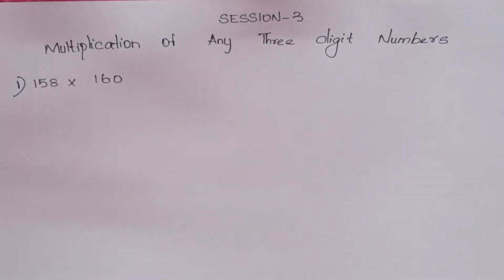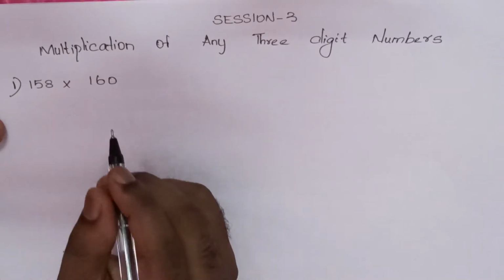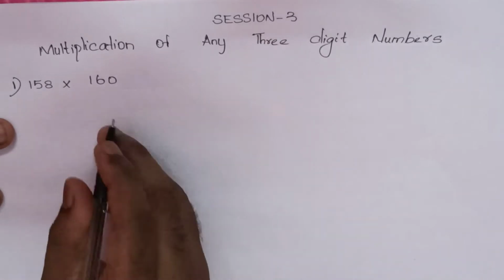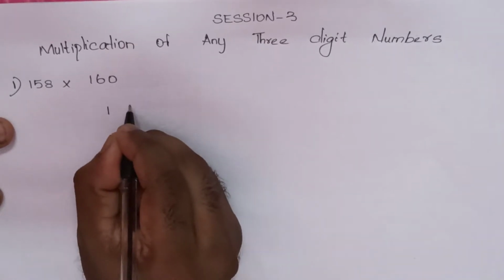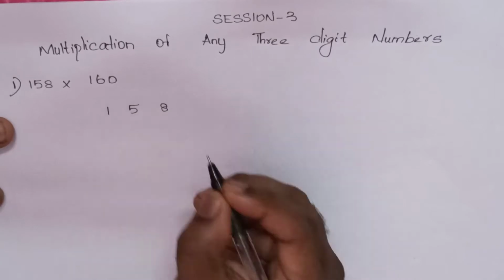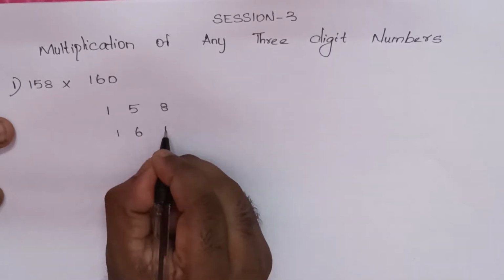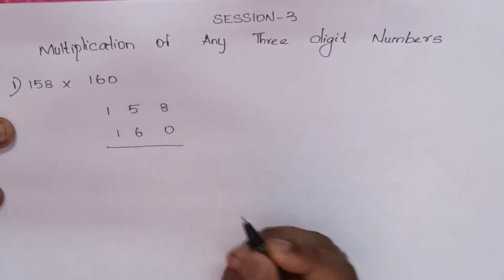Today my topic is multiplication of any 3-digit numbers in the easiest way. I will explain this through examples. The first example is 158 into 160. You have to write it like this: 158 into 160. I will explain it through steps.